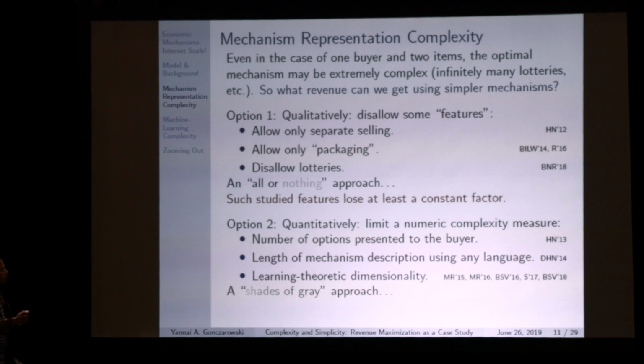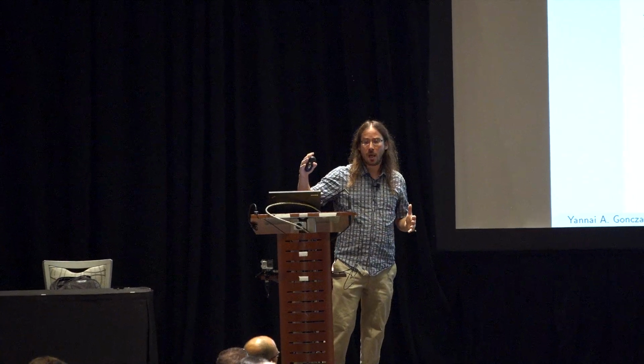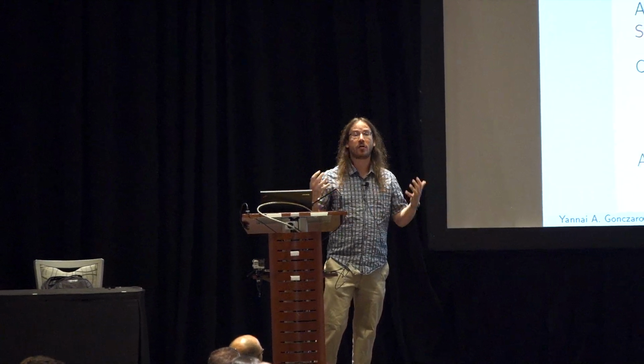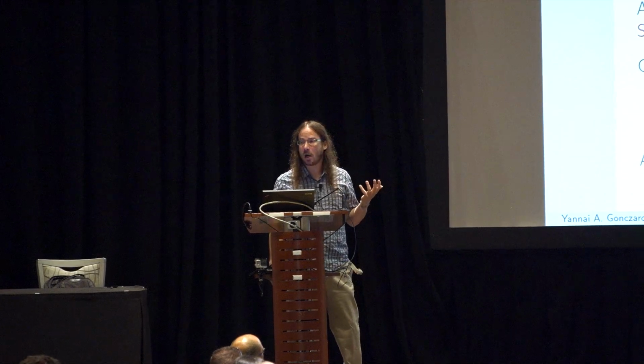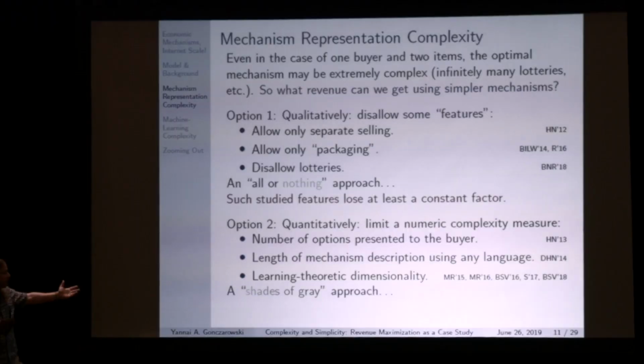A more appropriate approach is a quantitative rather than a qualitative approach: to limit a numeric complexity measure of the auction. So fix a complexity measure of auctions. This is going to be basically a function from auctions to numbers. And this number is going to be the complexity of the auction. And we can ask, okay, so that we limit ourselves to a certain complexity, how good of a revenue can we get? Or on the other hand, if we want very good revenue, how high does the complexity of the auction have to be so that we can be certain that we can get this revenue? And this is kind of a shades of gray approach. The words shades of gray is spelled like this to show you my LaTeX skills more than anything else.